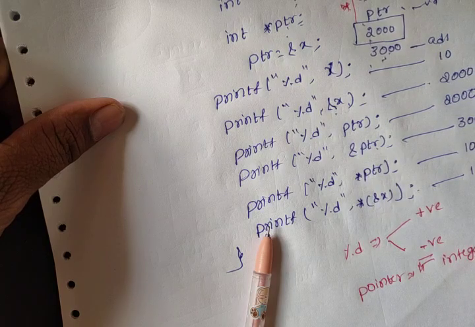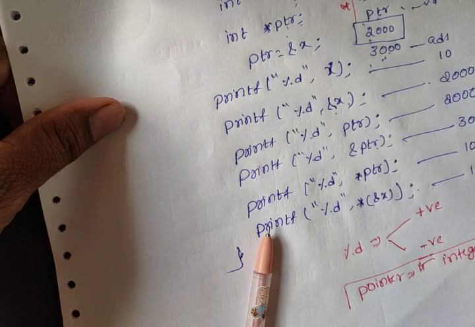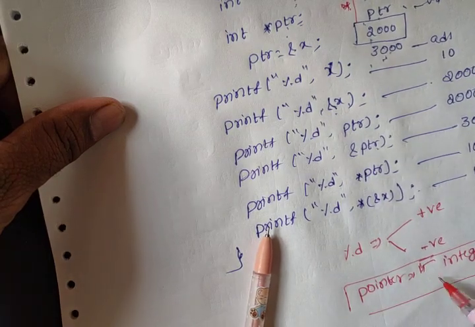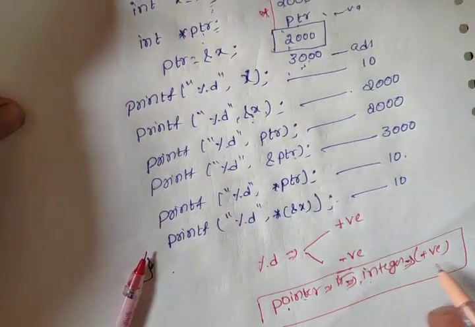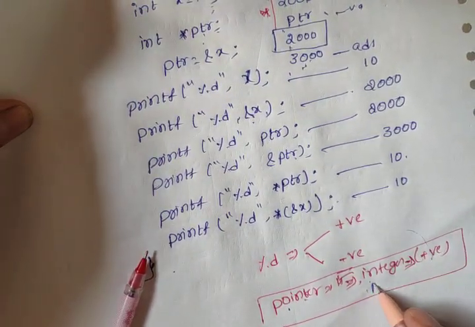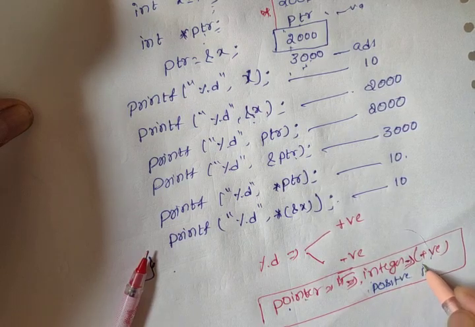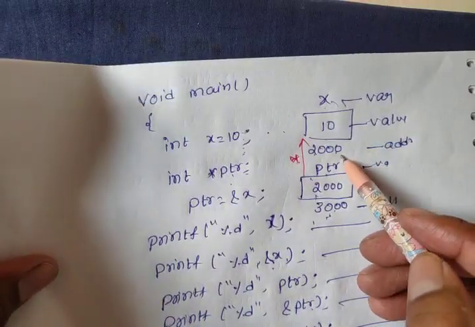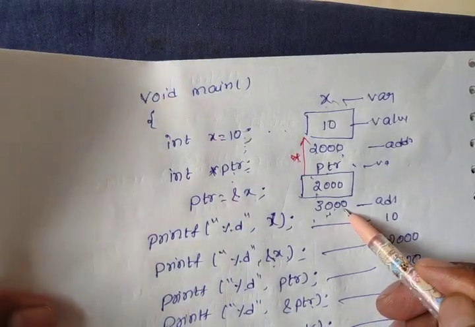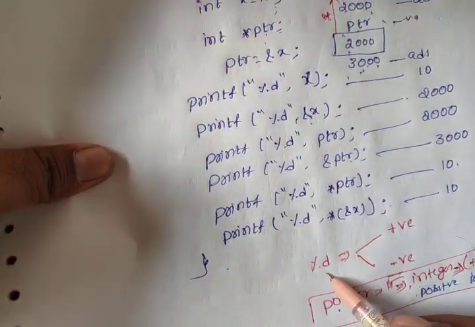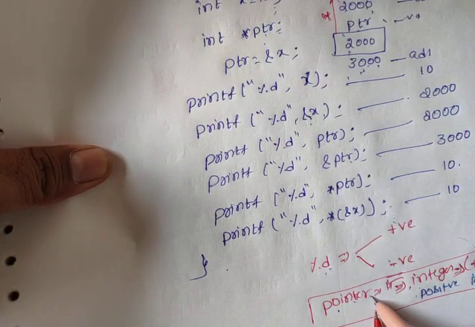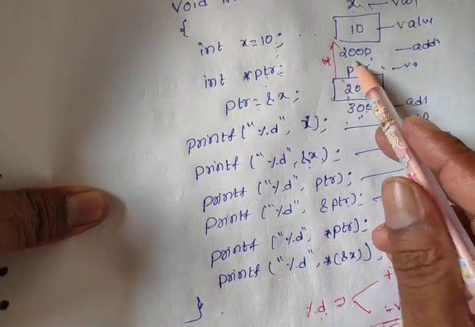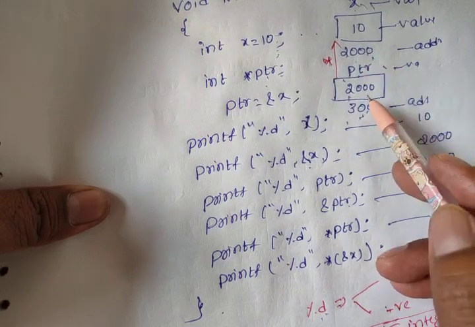But our pointer is an integer that is positive only. What type of pointer is it? It is only positive, that means it is a positive integer. 2000 is a positive integer, 3000 is also a positive integer. But %d can represent either positive or negative. Our pointers, that means addresses, 2000 is an address, 3000 is an address. These are integer data types.